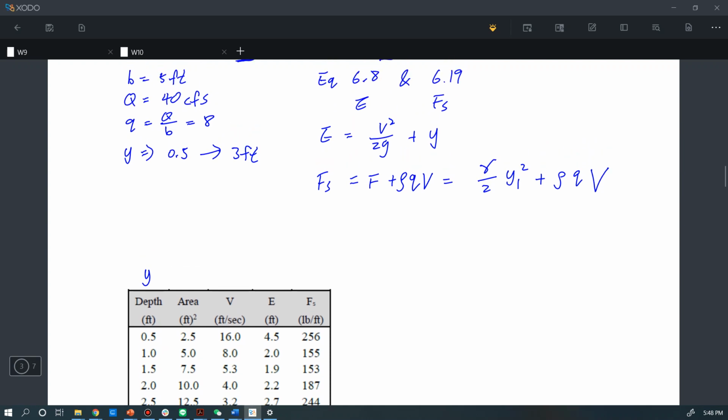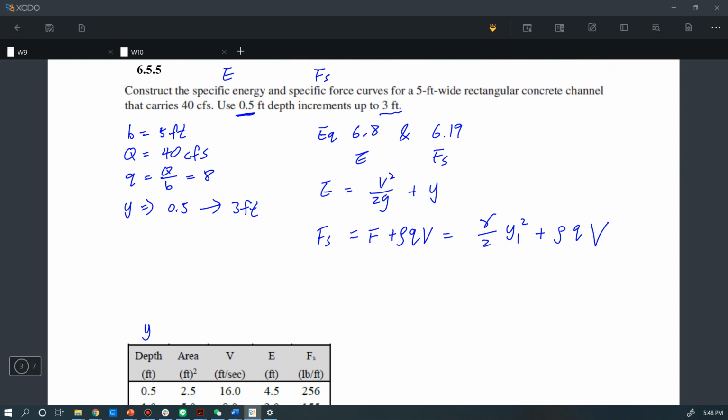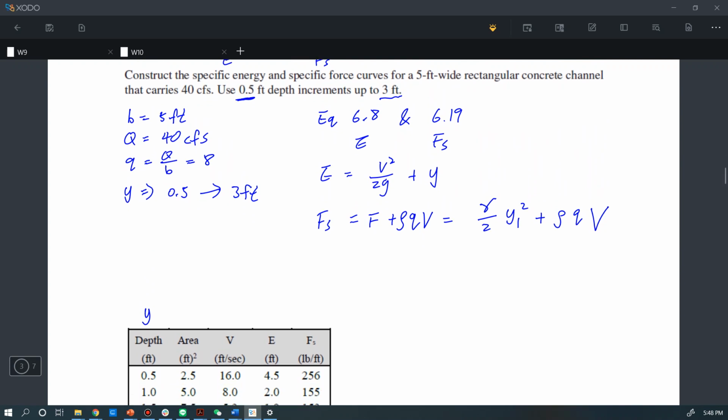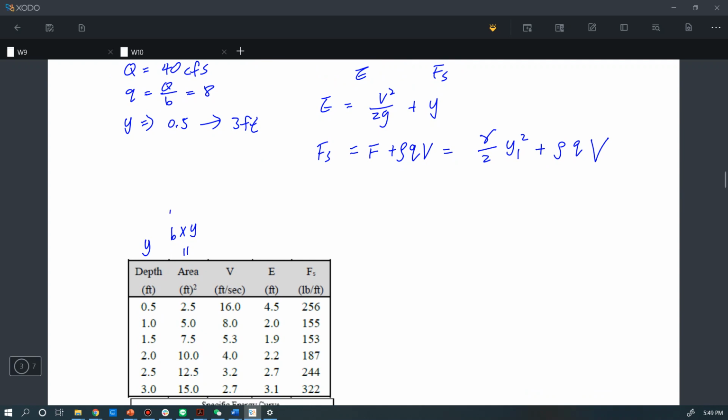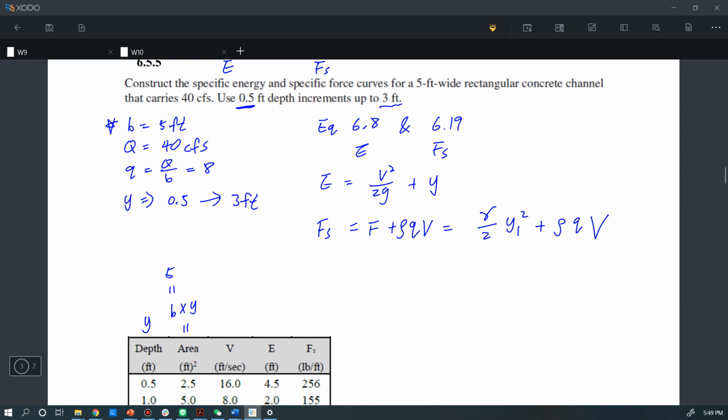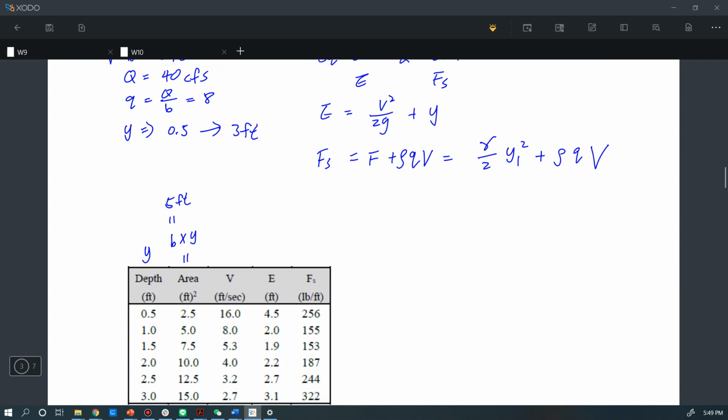Then, because this is a rectangular channel, and we already know the width of the channel, this area is equal to the width of the channel times the water depth, and this B is equal to 5 feet, as we wrote here. Okay, so you can use the water depth to calculate the area.